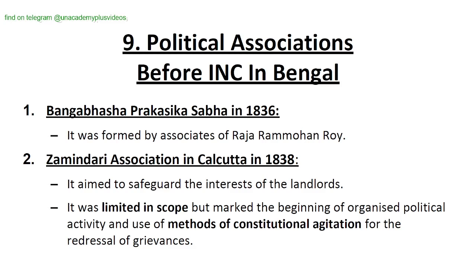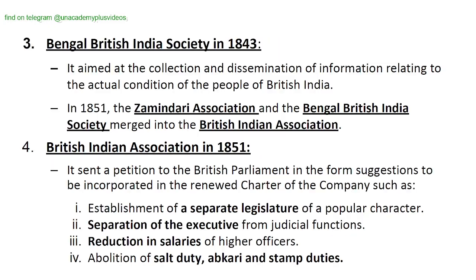1885. Political associations before the INC in Bengal. Banga Bhasha Prakashika Sabha in 1836. It was formed by associates of Raja Ram Mohan Roy. It was not by Raja Ram Mohan Roy, but the associates of Raja Ram Mohan Roy. Zamindari Association in Calcutta in 1838. It aimed to safeguard the interests of the landlords. It was limited in scope but marked the beginning of organized political activity and use of methods of constitutional agitation for the redressal of grievances.